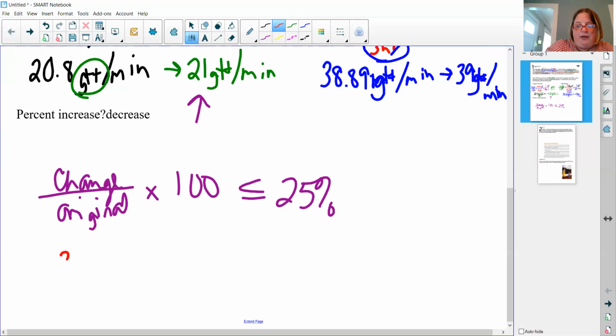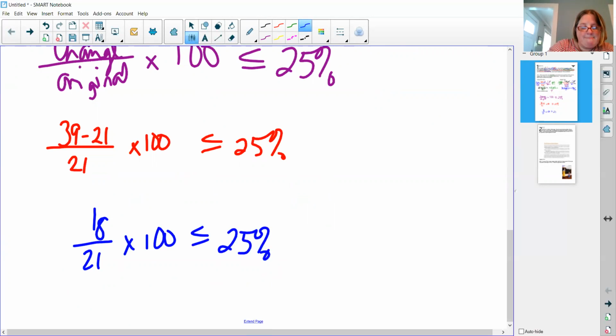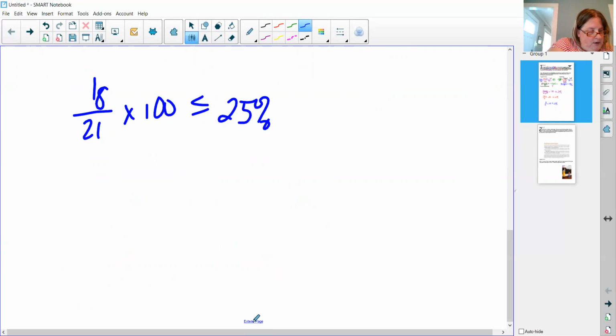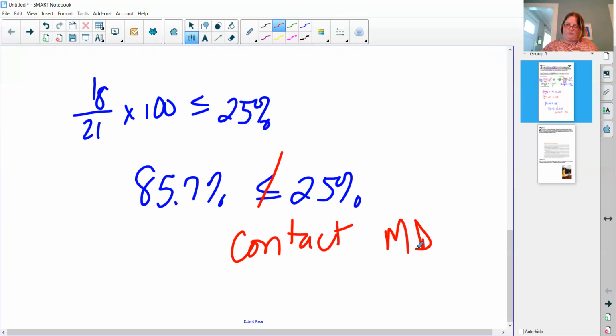So here the change would be 39 minus 21 over the original, which was 21, and times 100. And that has to be less than or equal to 25%. So the change, 39 minus 21, is 18 over 21 times 100. It has to be less than or equal to 25%. So 18 over 21 times 100 is 85.7%. And that is not less than or equal to 25%. So contact the doctor. Don't make adjustments.